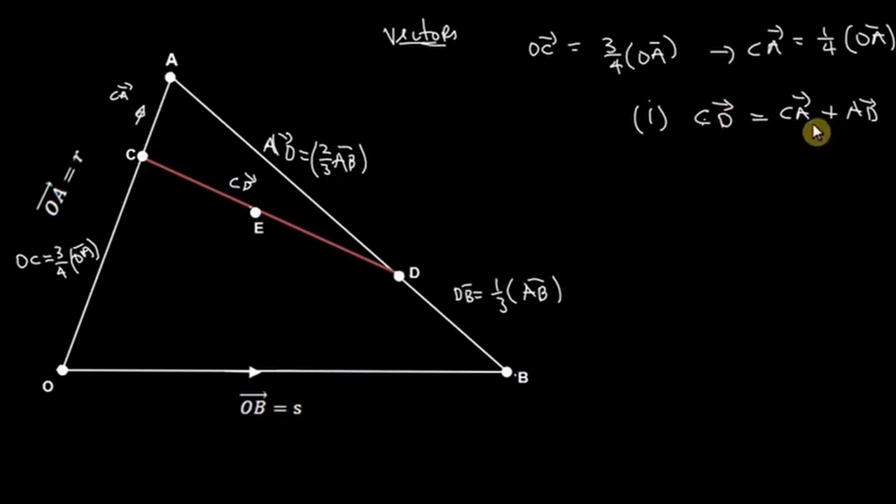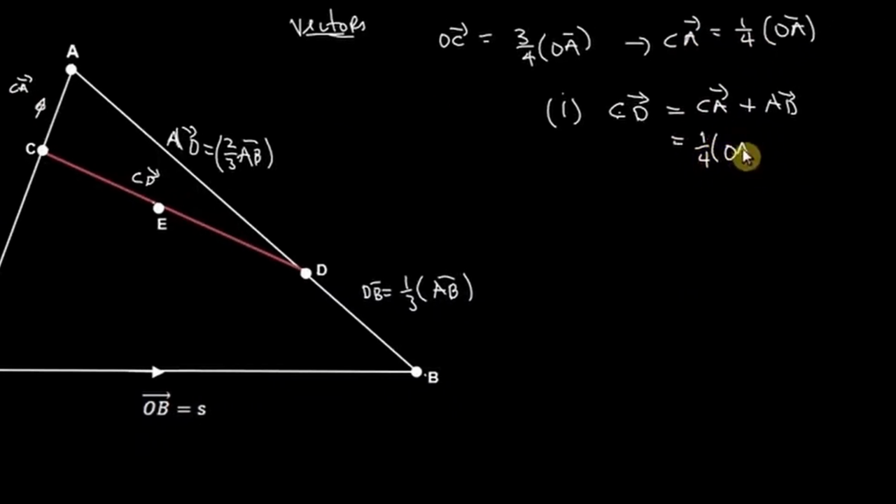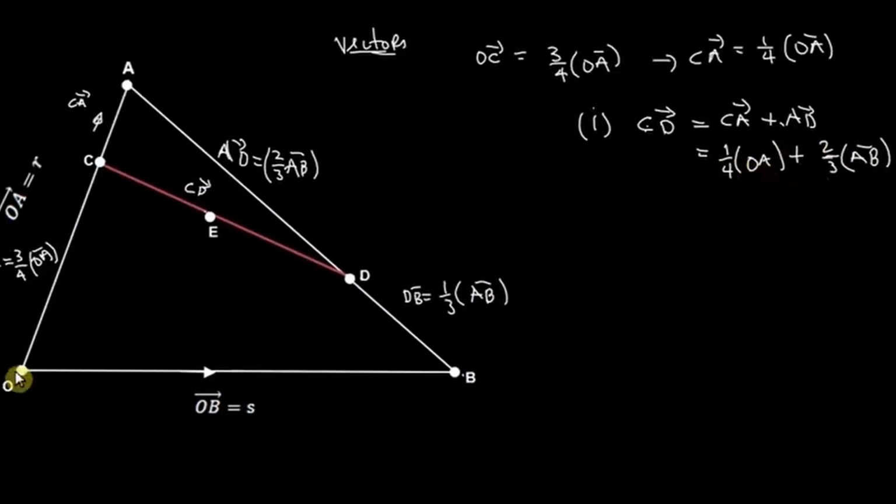Do I have vectors for these two? Yes, I do. Because C to A, I've already shown to be equal to 1/4 of OA, and A to D is equal to 2/3 of A to B. So, do I have enough information to find CD? I have OA, because O to A is given as R. Let's just write that in. It's equal to 1/4 of R is a vector for OA, so it's R, plus 2/3 of AB. Do I have AB? No, I don't. I will have to find it.